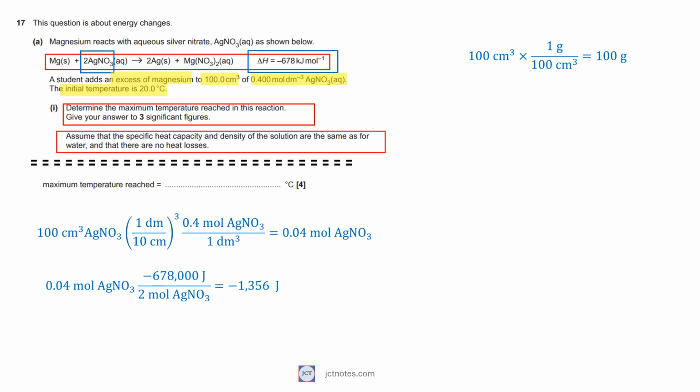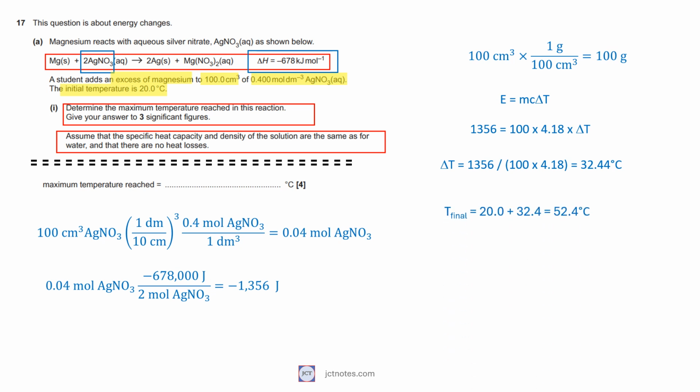The energy supplied to the system is going to be used to increase the temperature of the system. This energy is equal to the mass of the solution multiplied by the specific heat of the water, 4.18, and the increase in temperature. I get that the increase in temperature is 32.44 degrees centigrade. As the initial temperature was 20 degrees centigrade, an increase of 32.44 degrees will lead to 52.44, or 52.4 to 3 significant figures.